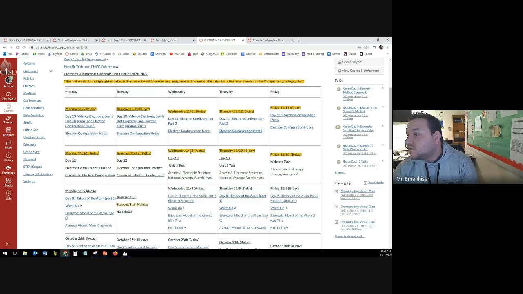Let's see, that's the typo there. Wednesday the 18th and Thursday the 19th, we're going to be testing on Unit 3. So this is going to include atomic and electronic structure, isotopes, average atomic mass, electron configuration, all this stuff. And then on Friday, it'll be a B day, and it's the B day right before Thanksgiving break, so I'm going to have a makeup day. All right, and I hope you guys have a great Thanksgiving holiday.